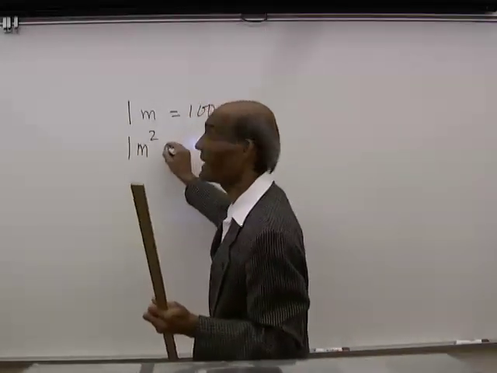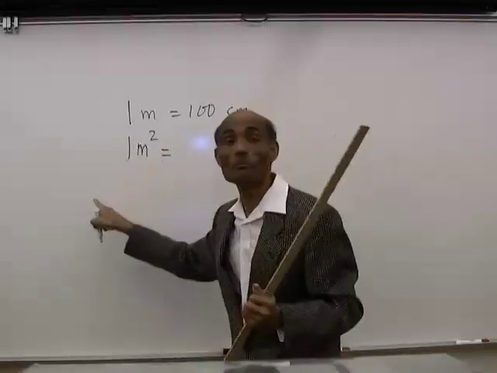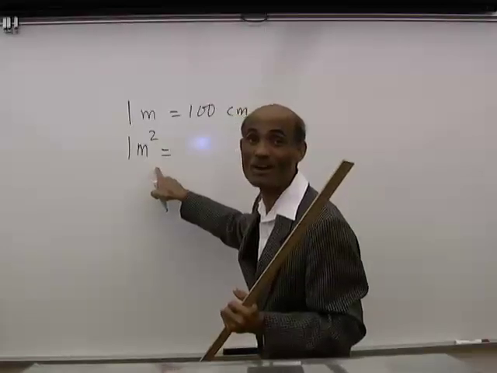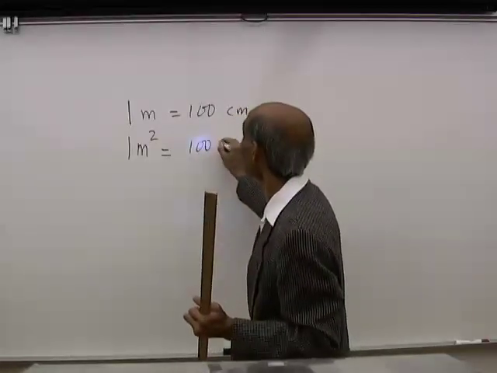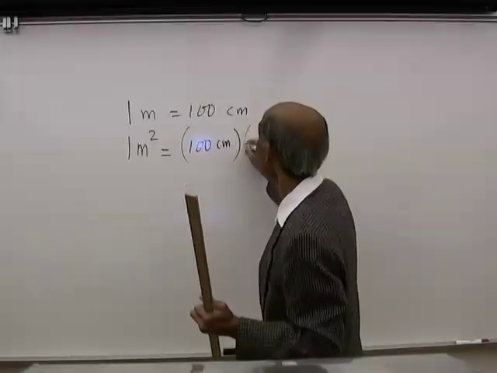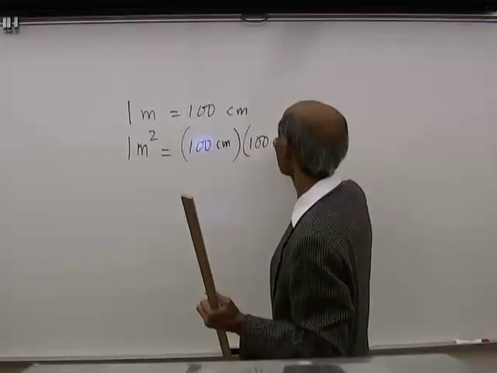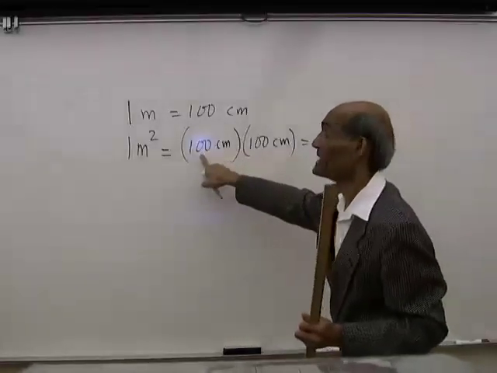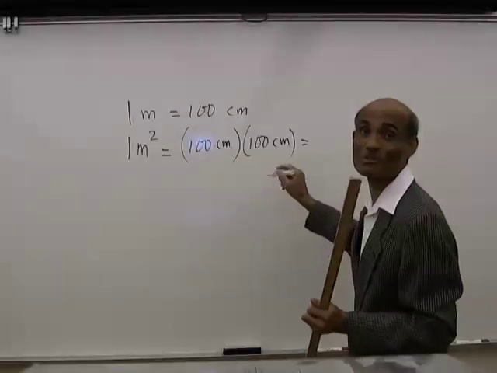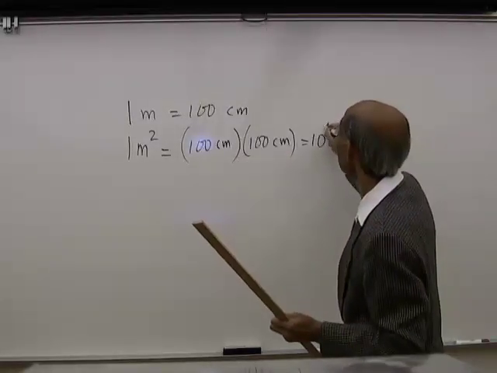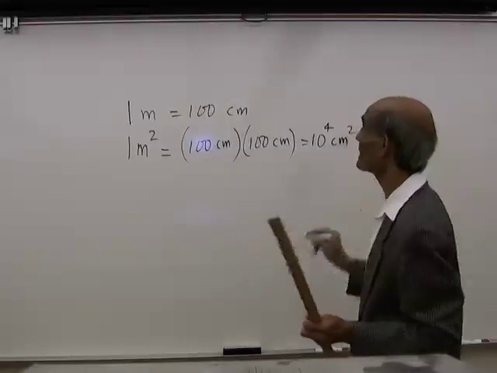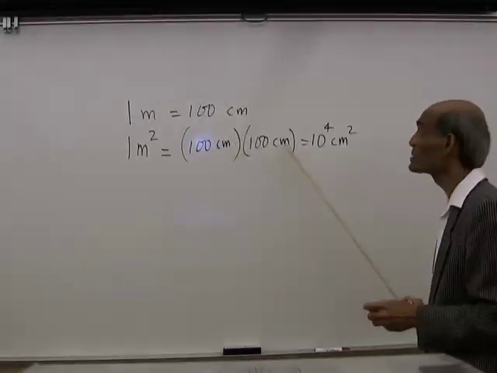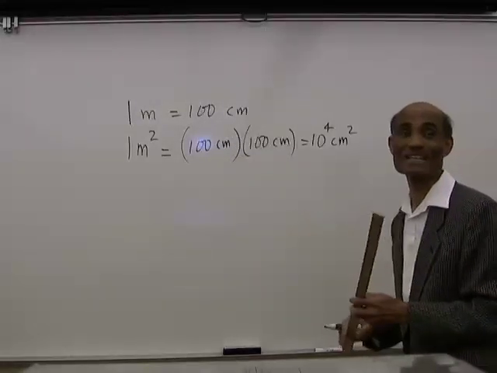1 meter squared is 1 meter multiplied by 1 meter. That is what we call 1 meter squared, which is the same as 100 centimeter multiplied by 100 centimeter, right? And that will be 10,000 centimeter squared. In other words, that will be 10 to the power of 4 centimeter squared. So 1 square meter contains 10,000 square centimeter.